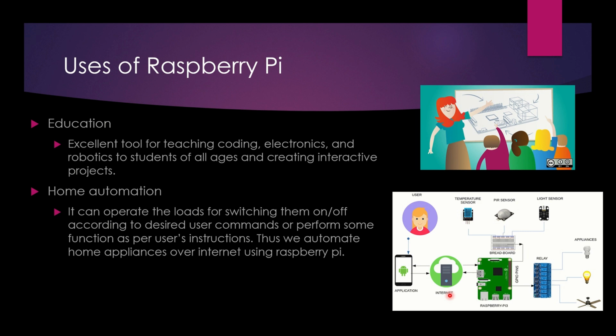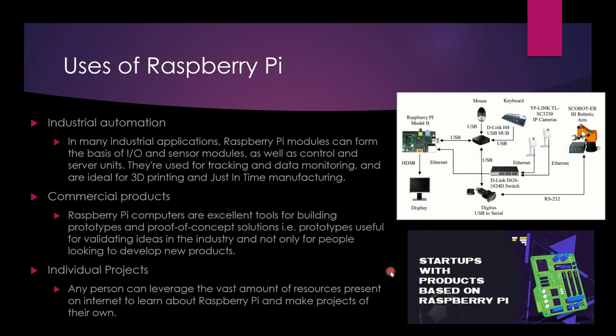Raspberry Pi boards are also used in many industrial applications. For example, Raspberry Pi modules can form the basis of I/O and sensor modules, as well as control and server units. They are used for tracking and data monitoring purposes and are ideal for 3D printing and just-in-time manufacturing. Raspberry Pi computers are excellent tools for building prototypes and proof of concept solutions, which are useful for validating ideas in the industry and not only for people looking to develop new products.